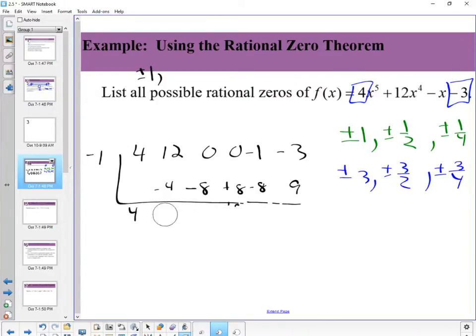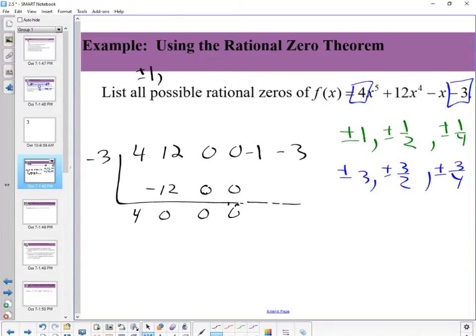What do you want to try next? I'm trying my integers, so I'm going to try 3. So I've got 4, 12. Oh, what if we tried the negative? You think that would help us out here? Because that would carry a 0, wouldn't it? So let's go negative. That would make it negative 0, 0, 0, 0, 0, 0, negative 1, positive 3, 0. Yay!